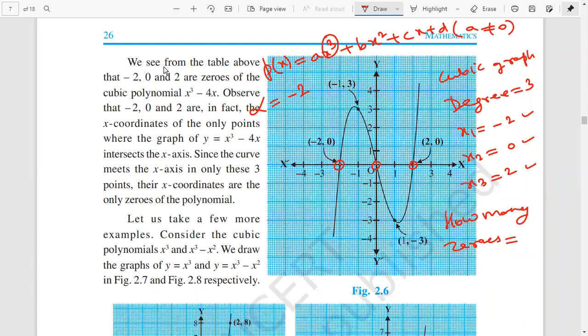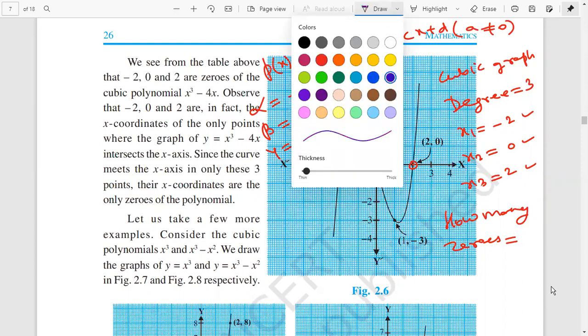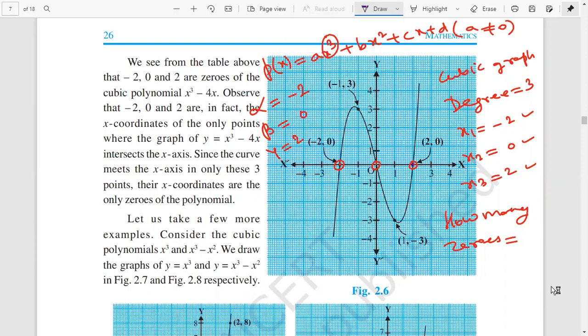So alpha is minus 2, we can take beta is 0, and gamma is 2. That is also fine for x1, x2, x3. Correct. Many things we got. And here we can easily notice that the y value is 0. See, at the x axis y is 0. At the origin, which is 0, 0, y will be 0. X is 0, but y is also 0.